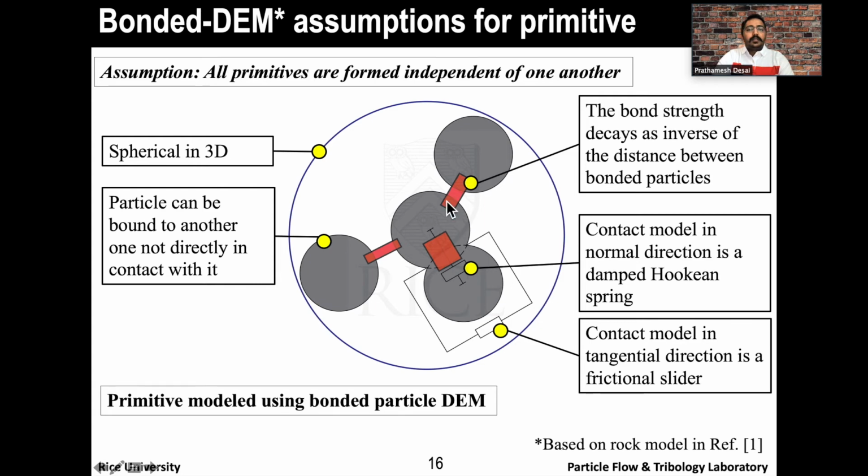As the distance between the two particles increases, the bond strength decays, and it decays in an inverse fashion. And whenever the particles are in contact, the same old damped Hookean springs come back into action. So this is the bonded non-local DEM model, and this is inspired from a rock model which is elaborated in my PhD thesis. That's the reference one.